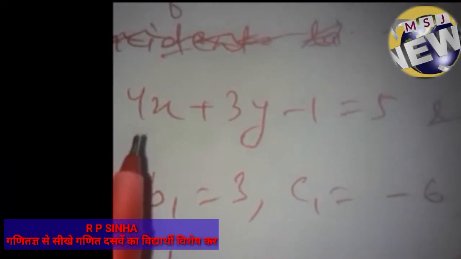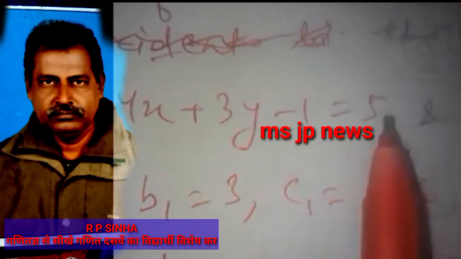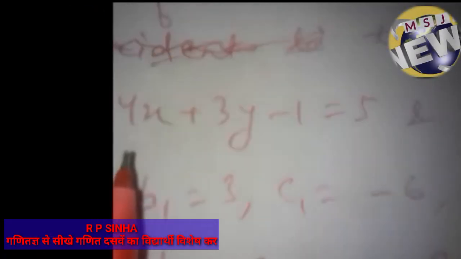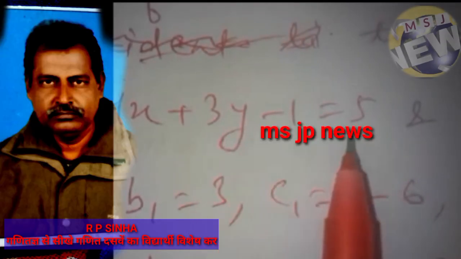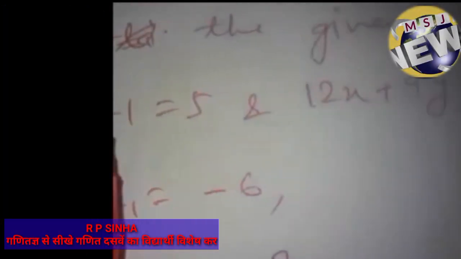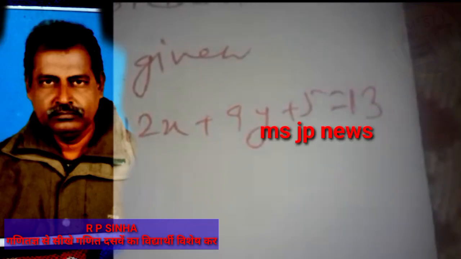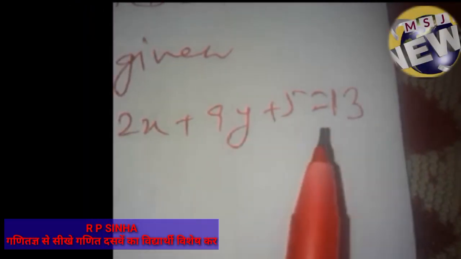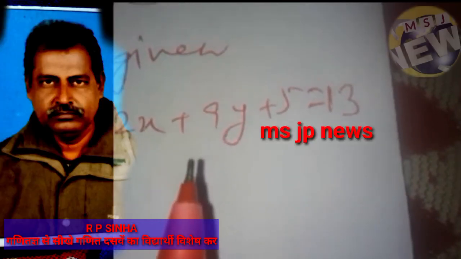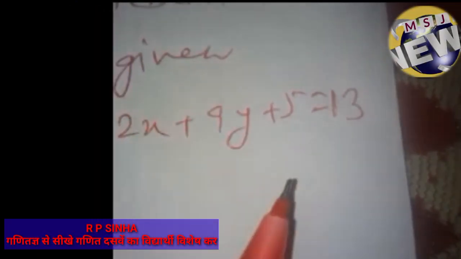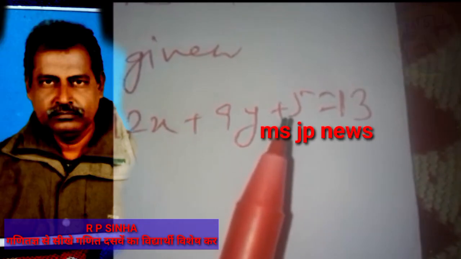So 4x plus 3y minus 1 is equal to 5. You see over here constants are given on both sides, minus 1 and 5 both. And 12x plus 9y plus 5 is equal to 13. Again here constants are given on both sides. So while solving these types of questions, first of all we have to simplify the equations.